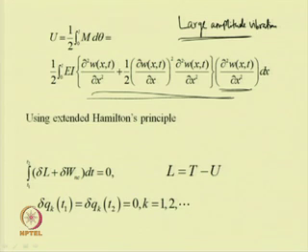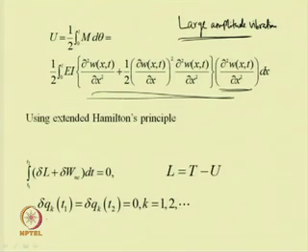One can find the equation of motion by using this formula, that is del (L plus W_NC) by dt equal to 0, where L is the Lagrangian of the system, that is equal to T minus U. While deriving this equation, one can take del q_k, where q_k is the generalized coordinate.